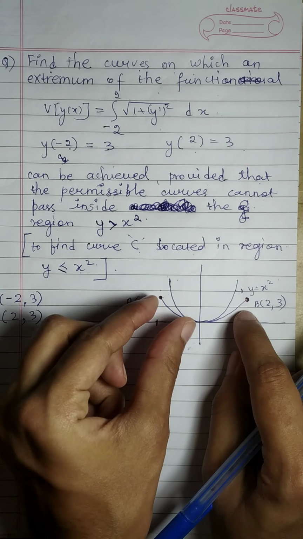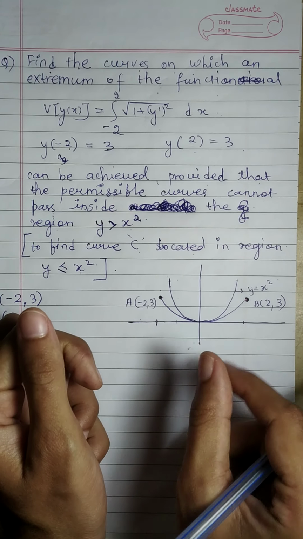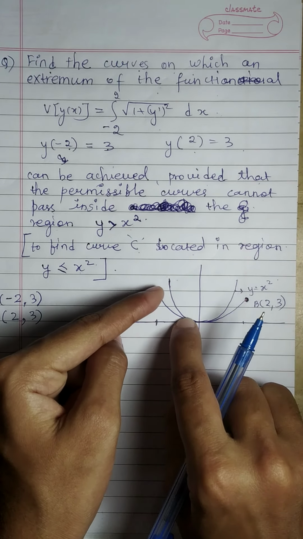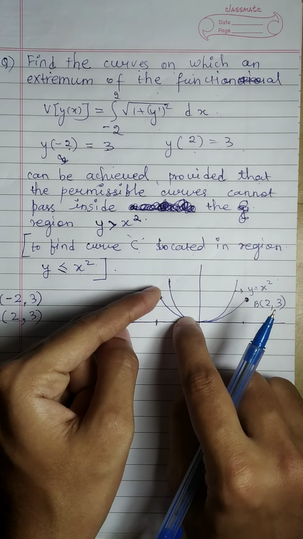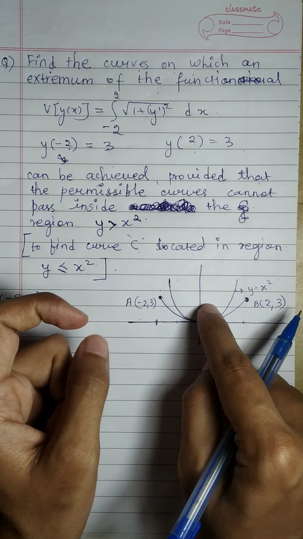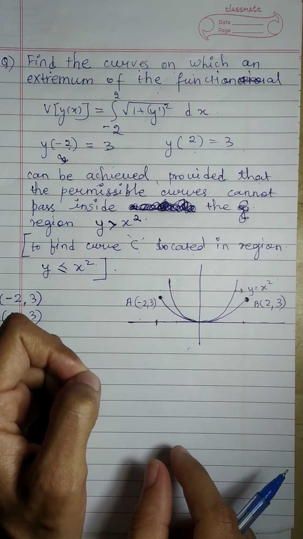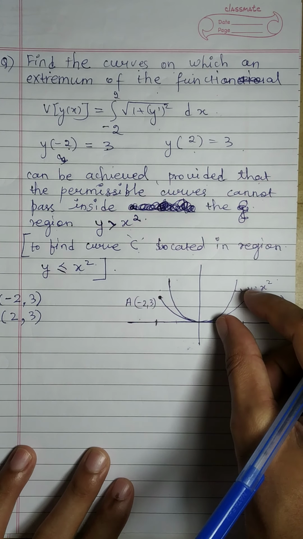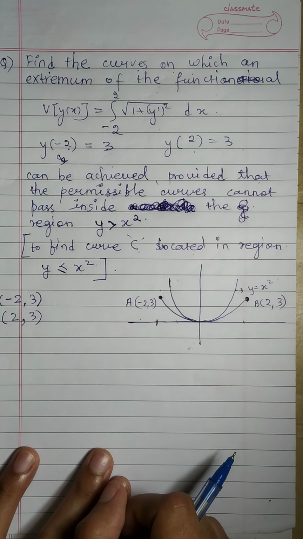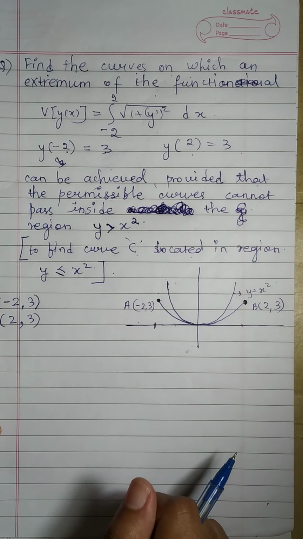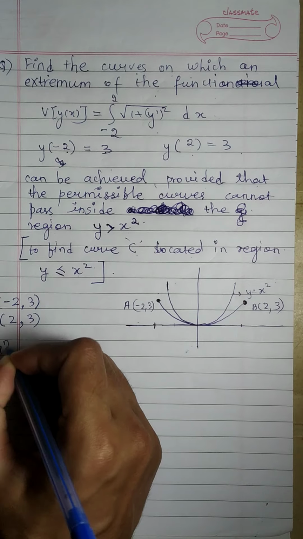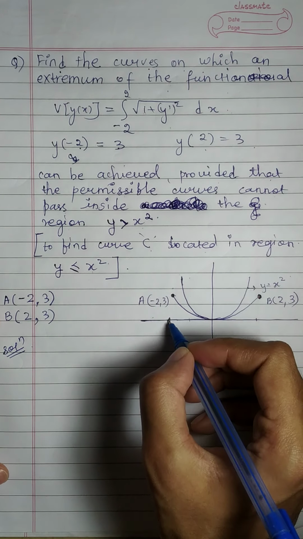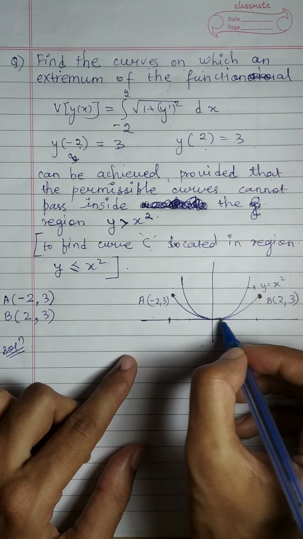Clearly there are three portions for the extremal curve C: from here to here, which is not touching the boundary of the restricted area; then this portion which is touching the boundary of the restricted area; and this again is the portion which is not touching the boundary of the restricted area. So we will use that tangential condition in order to obtain the equation of this curve.